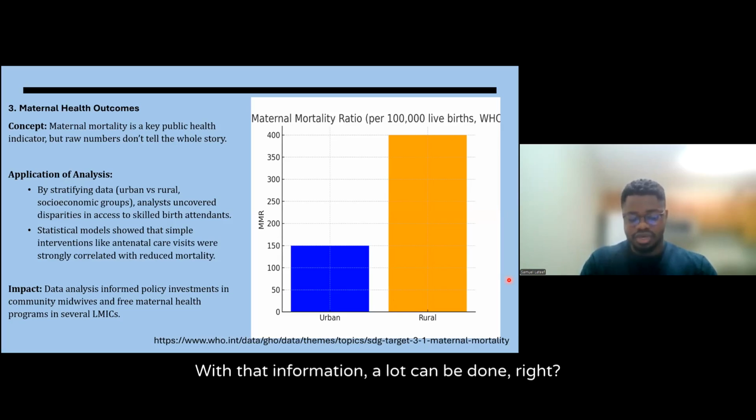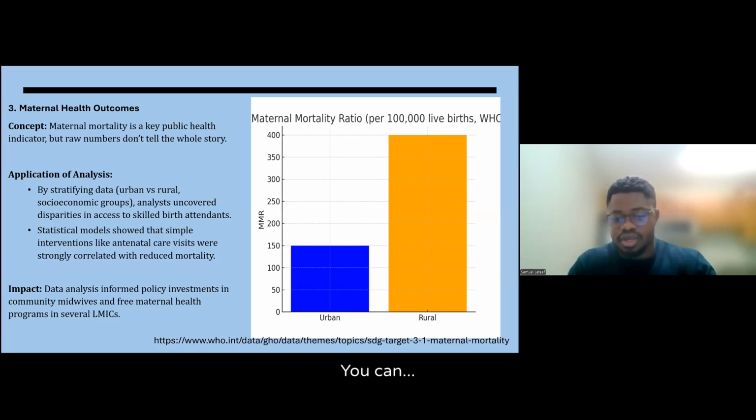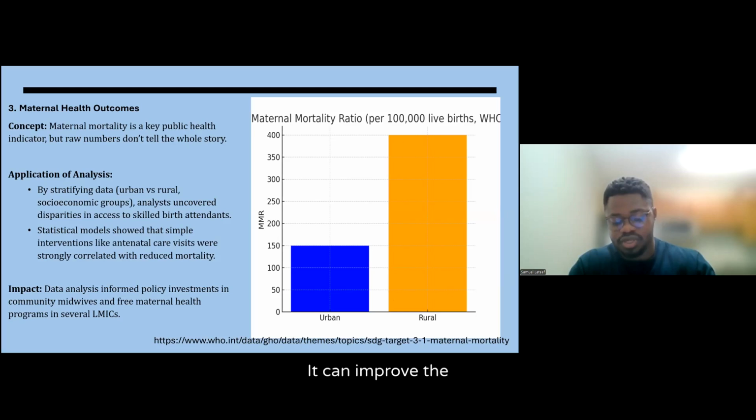With that information, a lot can be done, right? You can improve skills of birth attendants. You can improve the quality of health services received in rural settings. You can improve the health facilities in rural settings. A lot can be done with such information, right?